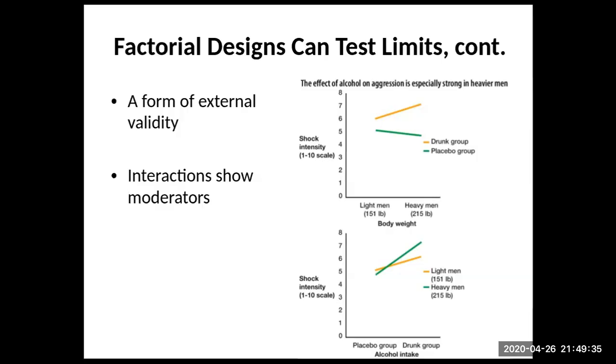So what we can say is, as you go from a placebo group to a drunk group, both light and heavy men increase their shock intensity, but the heavier men do so even greater. Or as you go from placebo to drunk, both groups increase, but this is especially true for heavier men, right? So you can see the yellow line is increasing slightly, and the green line is increasing even more. So again, even though it doesn't look the same as the lines in the top one, you still see that they're not parallel, and therefore you can tell that both of these have an interaction.